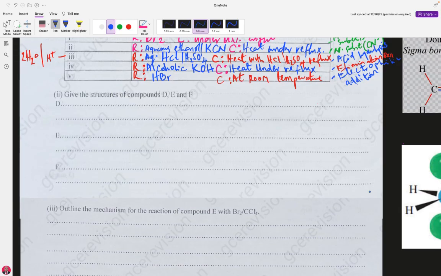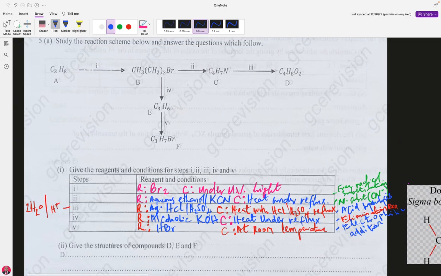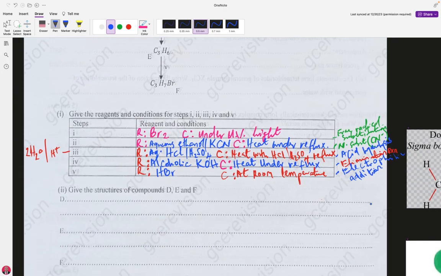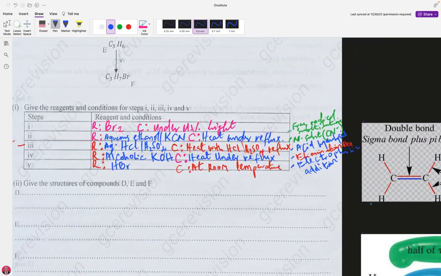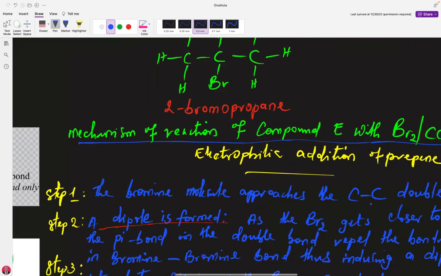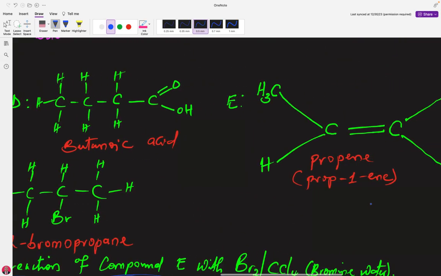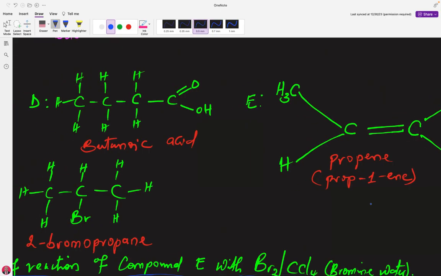Let's move to the second part of our question. Give the structures of the compounds D, E, and F. Of course, from what we have just discussed, I have the structures here for you, which I have converted. Let me show you the structures. The structure for D is this. You know, D is an acid. We said that D is an acid that is being formed.